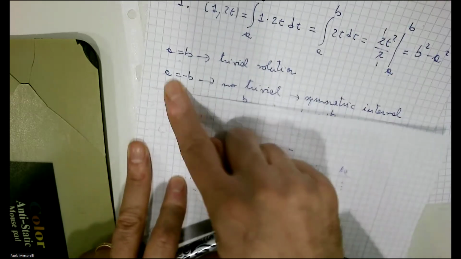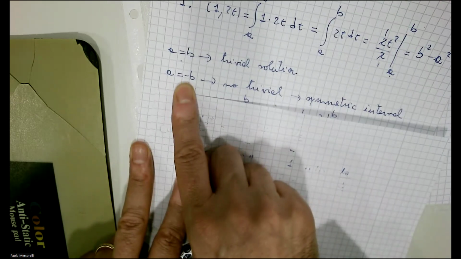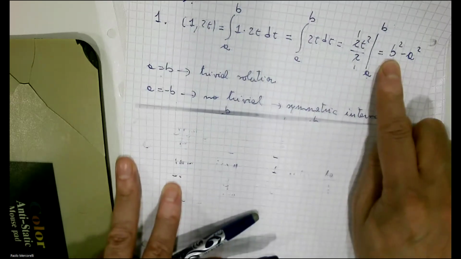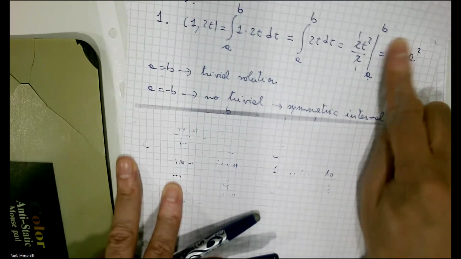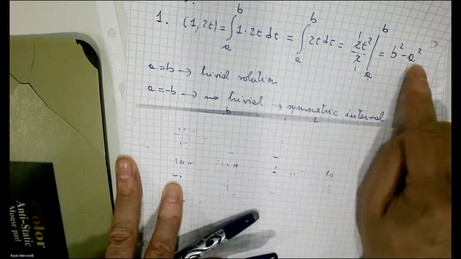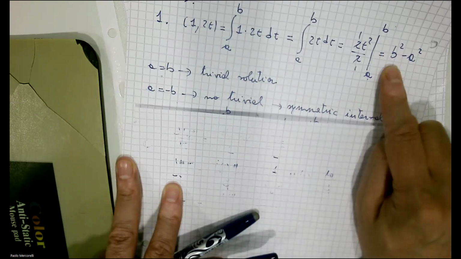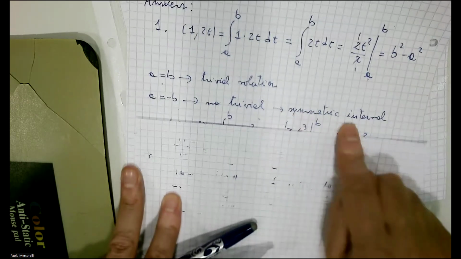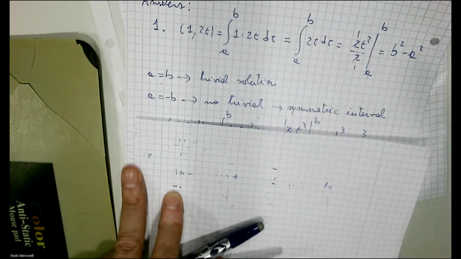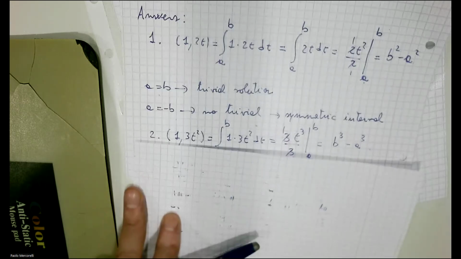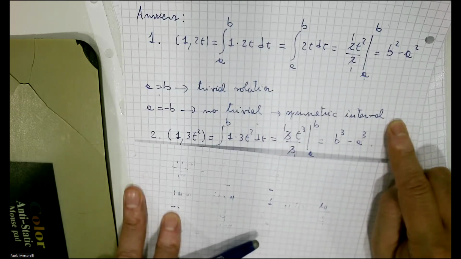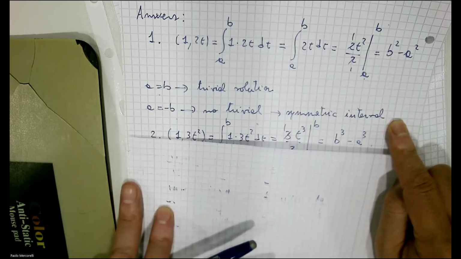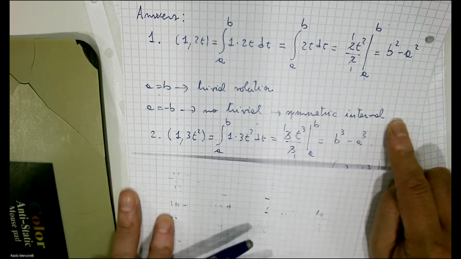We have a non-trivial solution, A equal minus B, because if A is equal to minus B, nevertheless that is 0 because of the square, you remember. For A equals minus B, this is 0. This is not a trivial solution. It is enough in this case to consider a symmetric interval with respect to 0. This makes sense. Let me consider case number 2.